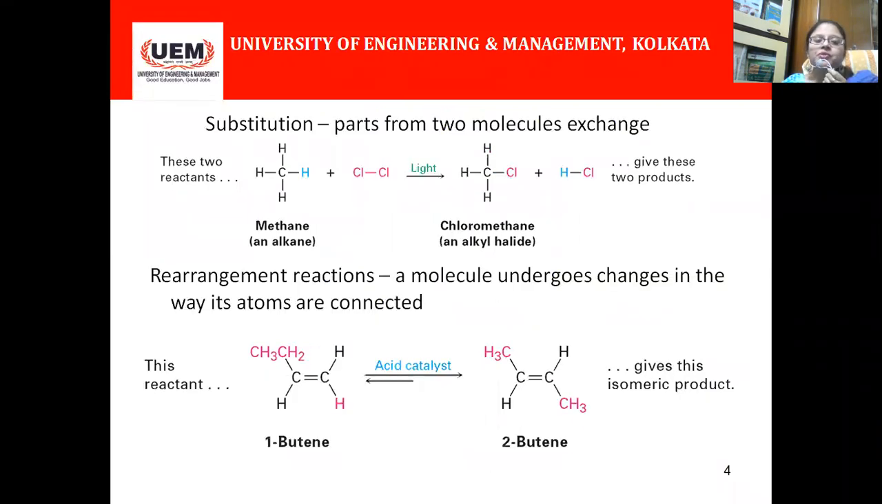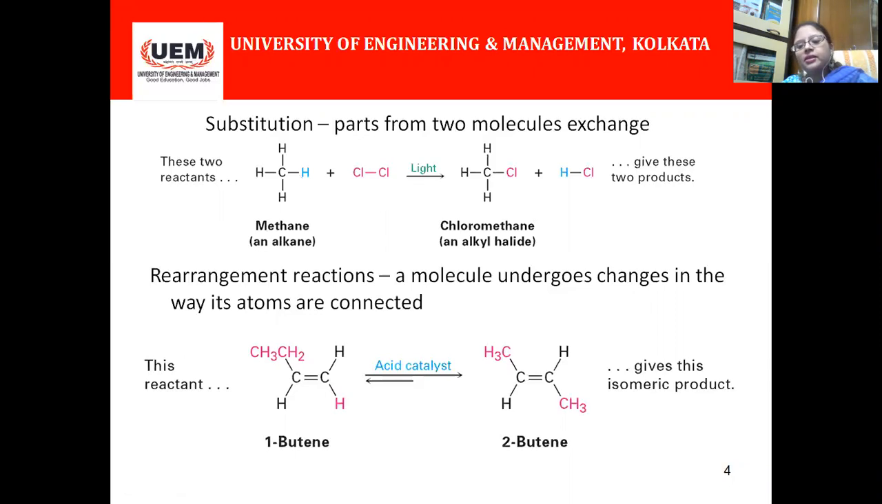Now next comes substitution reaction. The basic structure of the component remains the same in the reactant and the product, but some of the atoms get replaced by others. Now if methane reacts with chlorine in presence of light, it is giving chloromethane. So here hydrogen is replaced by chlorine. So it is a kind of substitution reaction.